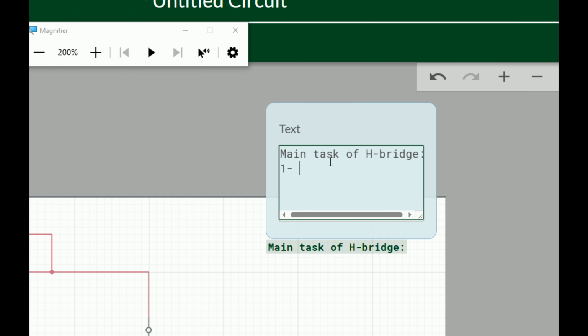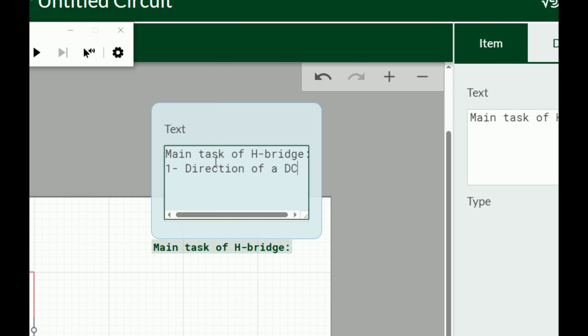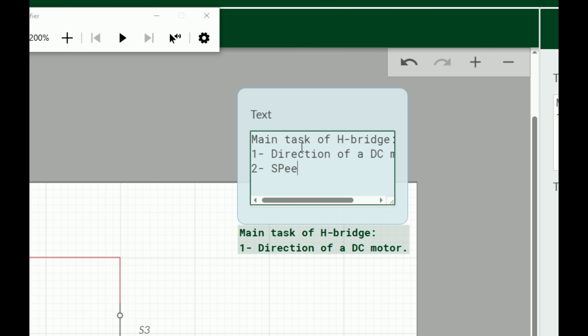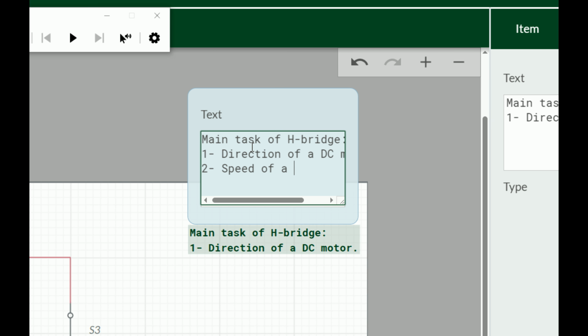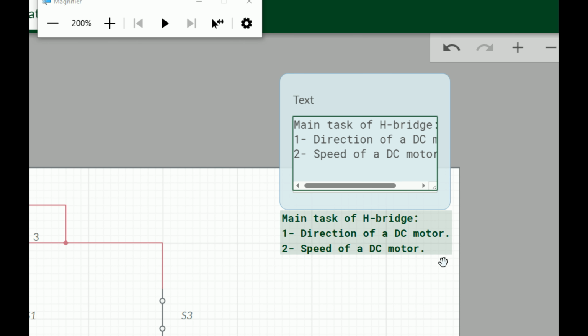Number 1, direction of a DC motor. Number 2, speed of a DC motor. Okay, now the problem is that we have got the direction to be controlled, but with these switches we cannot control the speed. Now we need something else.